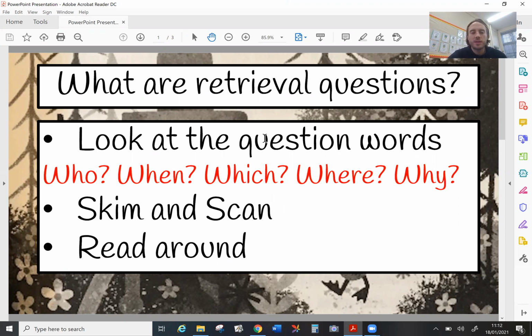So retrieval questions. You need to start by looking at the question word. So what question word is used in each question? For example, there could be who, when, which, where, or why. I would like you to pause the video now and just see how you think you would answer a who question, how you would answer a when question, how you might answer a which question, a where question, and a why question.